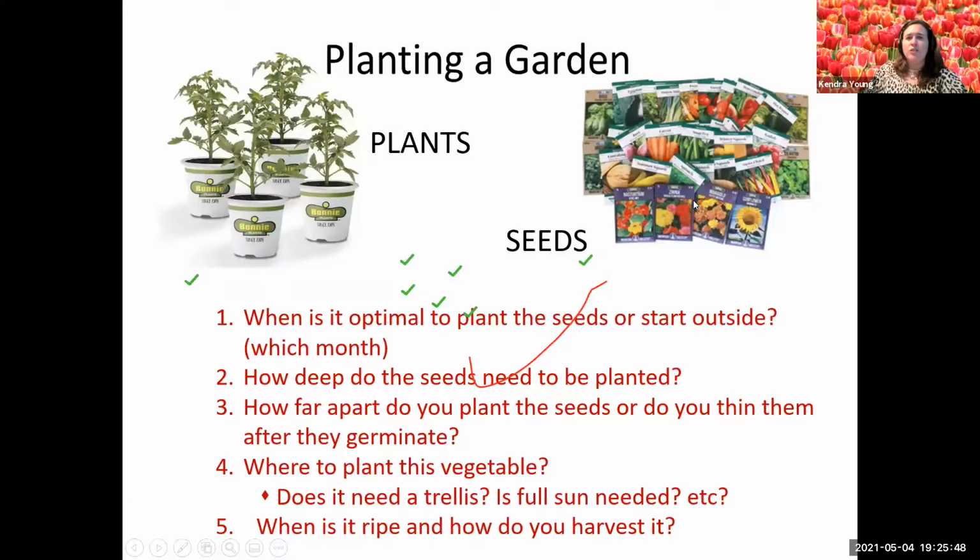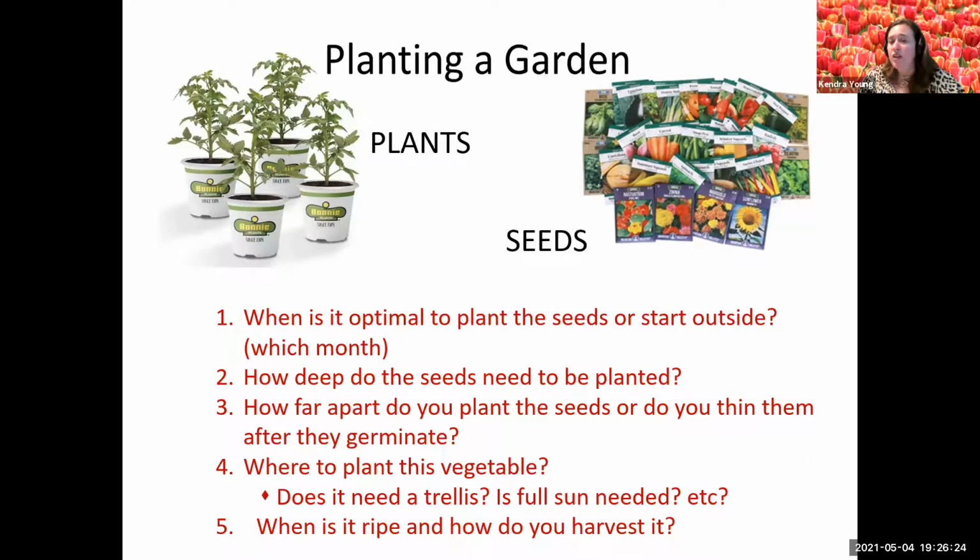There we go. So when you're planting a garden, you have the option to plant from plants, to actually purchase something that has already been started, or you can choose to plant from seeds. And sometimes you have to look at your time and whether it makes more sense to use seeds, which is generally the less expensive way to go, or to go ahead and buy the plants that have already been started by someone else.